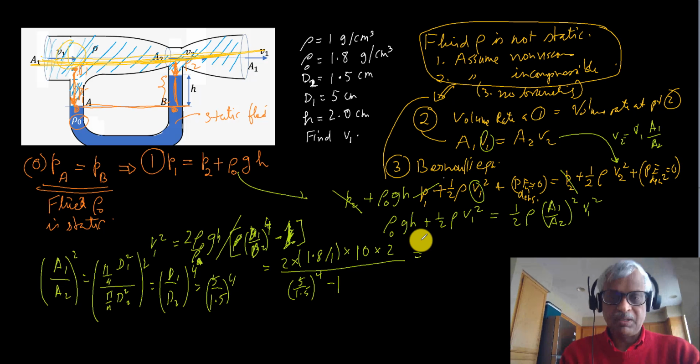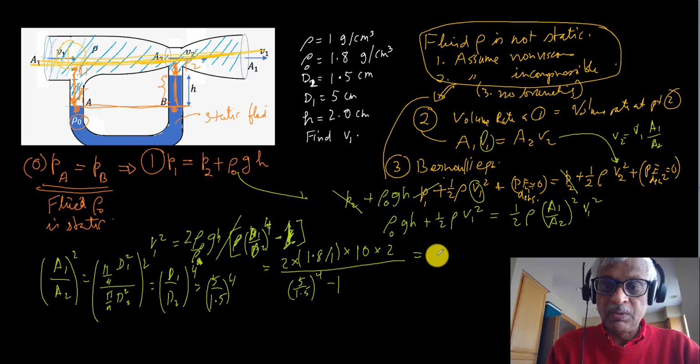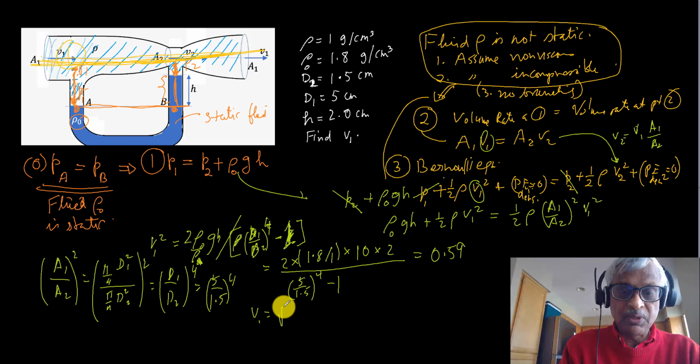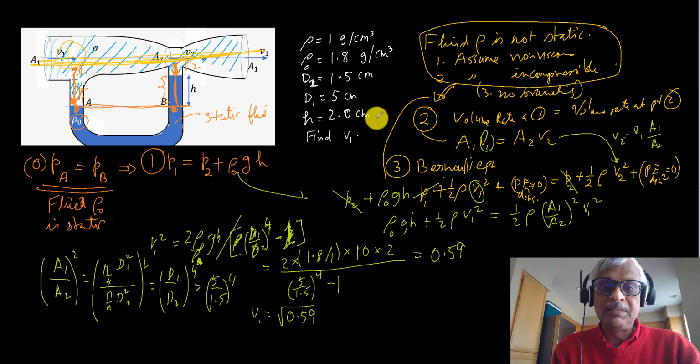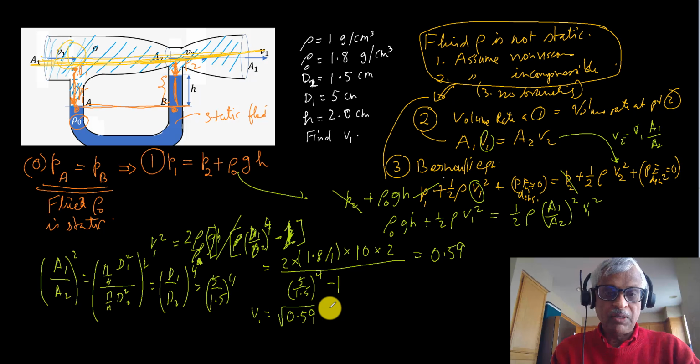So we should do a calculation, and I get 0.59. So the V1 will be square root of 0.59, and everything is in centimeter, all of these, but the g was in meter, and h was in centimeter, so square root of meter centimeter over second squared.